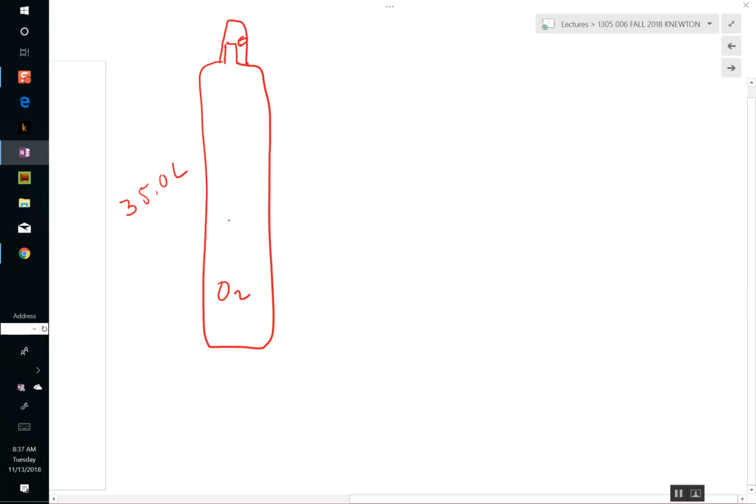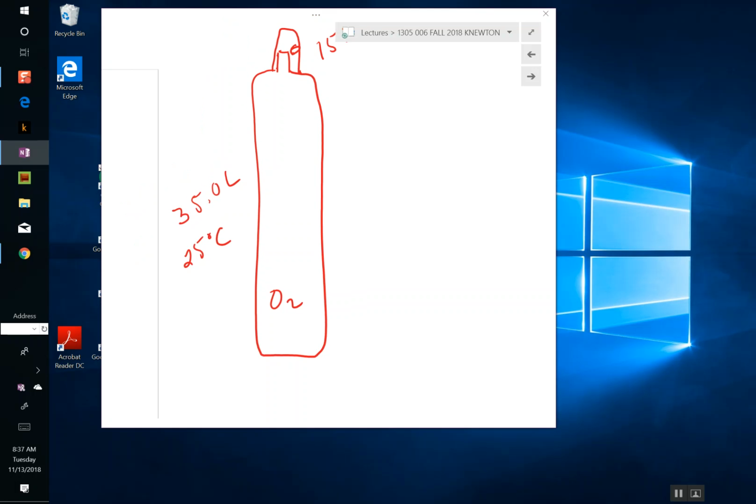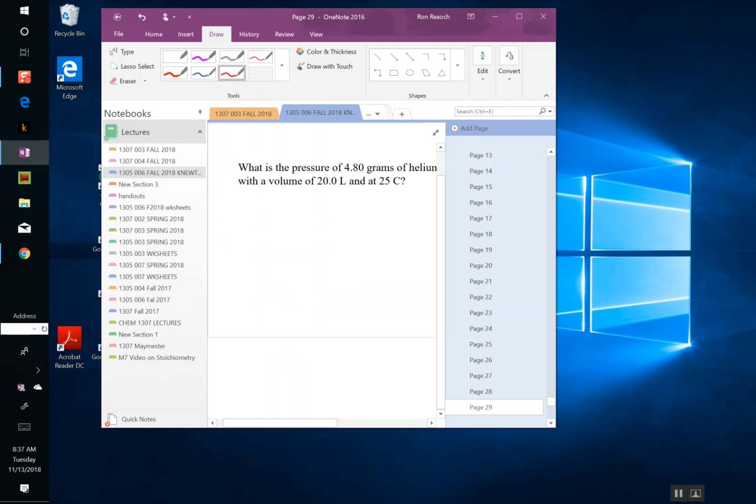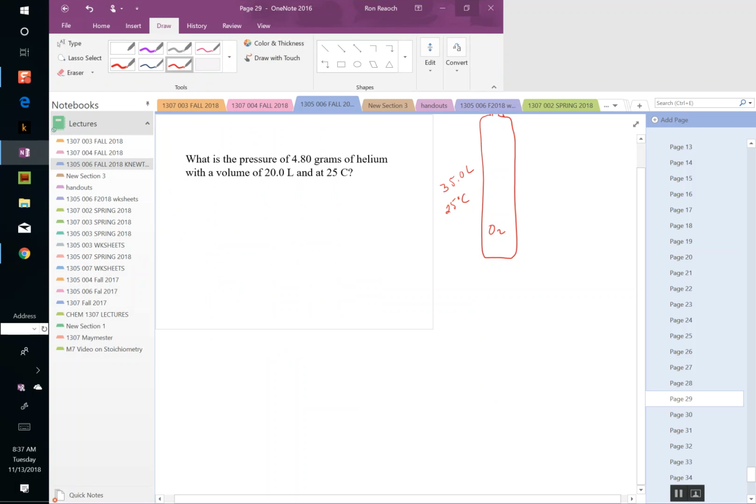It's a tank of oxygen, about 35 liters. It's sitting there at about 25 degrees centigrade. It's at 1,500 pounds per square inch. What's happening?